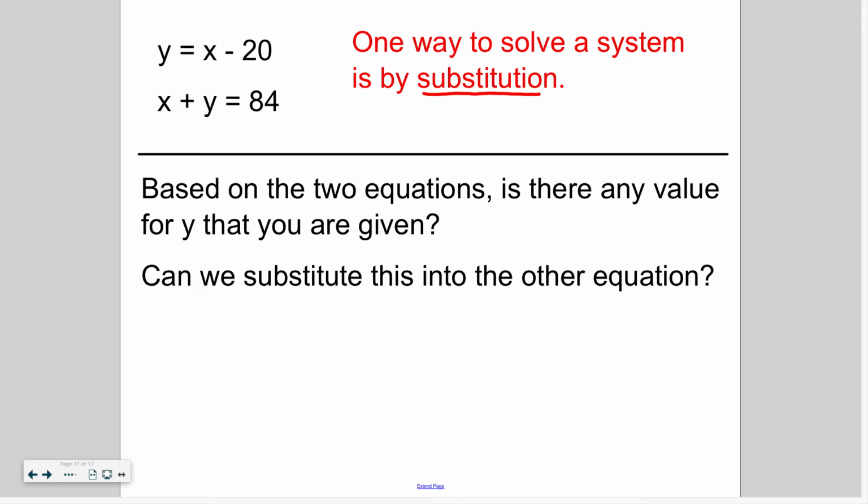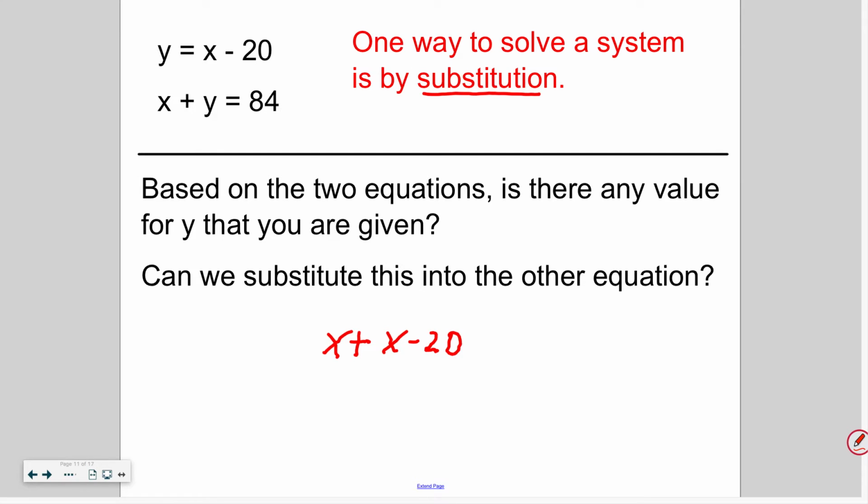What is the value for y? What's the only value for y that we know just by looking at the equations? Y is what? What's the only thing we're told? What's y? X minus 20. So y is x minus 20. So does that mean that anywhere I see a y, it's really just x minus 20? Yeah. So can you do x plus x minus 20 equals 84?